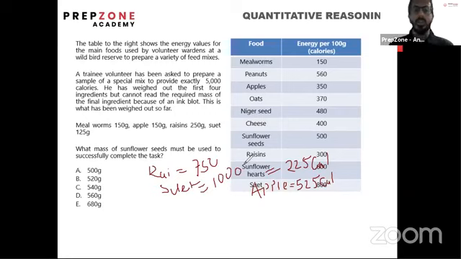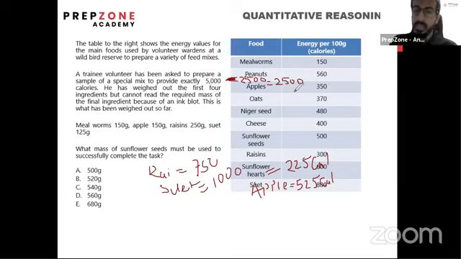Now to find the fifth one, which is sunflower seed, how many calories are remaining? 225 calories plus 525 calories plus 750 calories plus 1,000. The answer will be 2,500. So you subtract 2,500 from what you need, and that gives you 2,500 as the remaining calories.